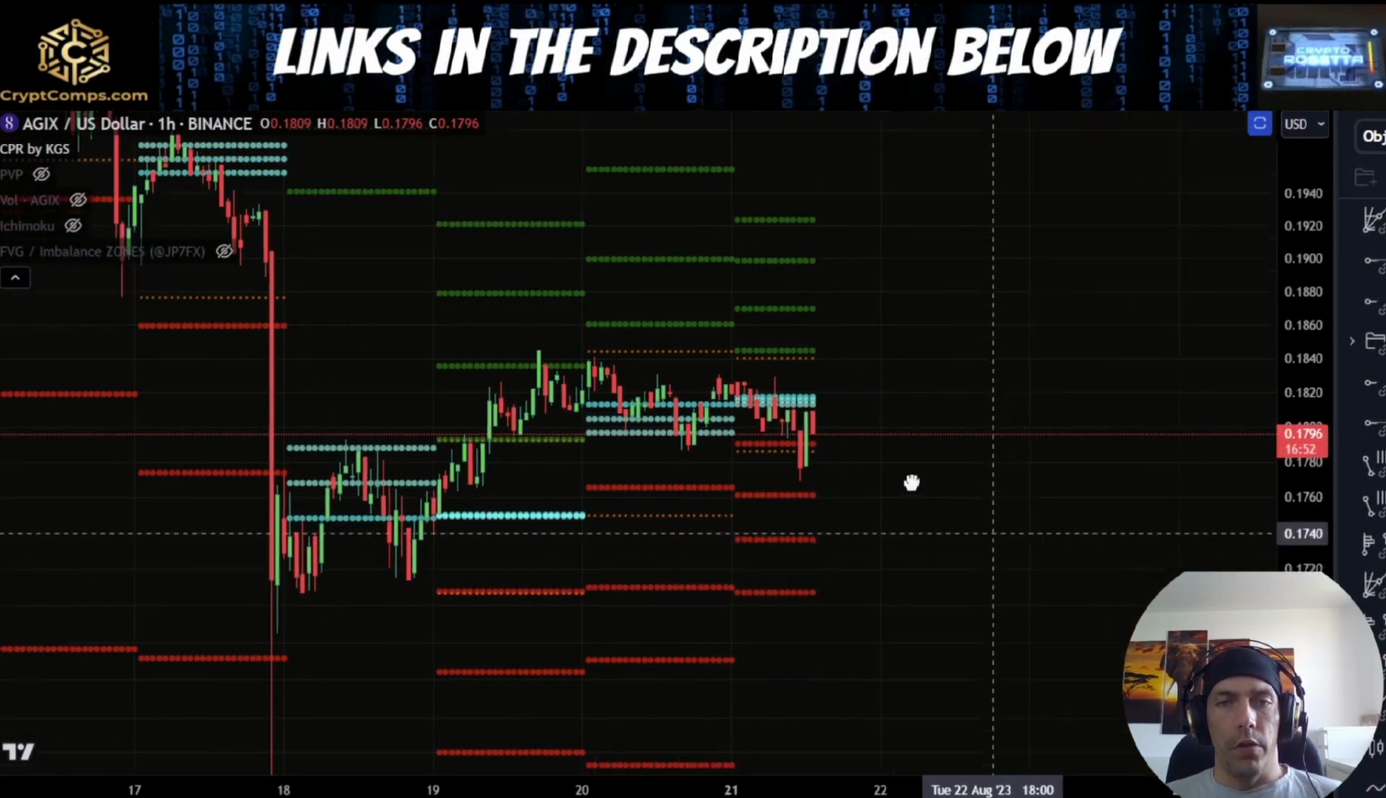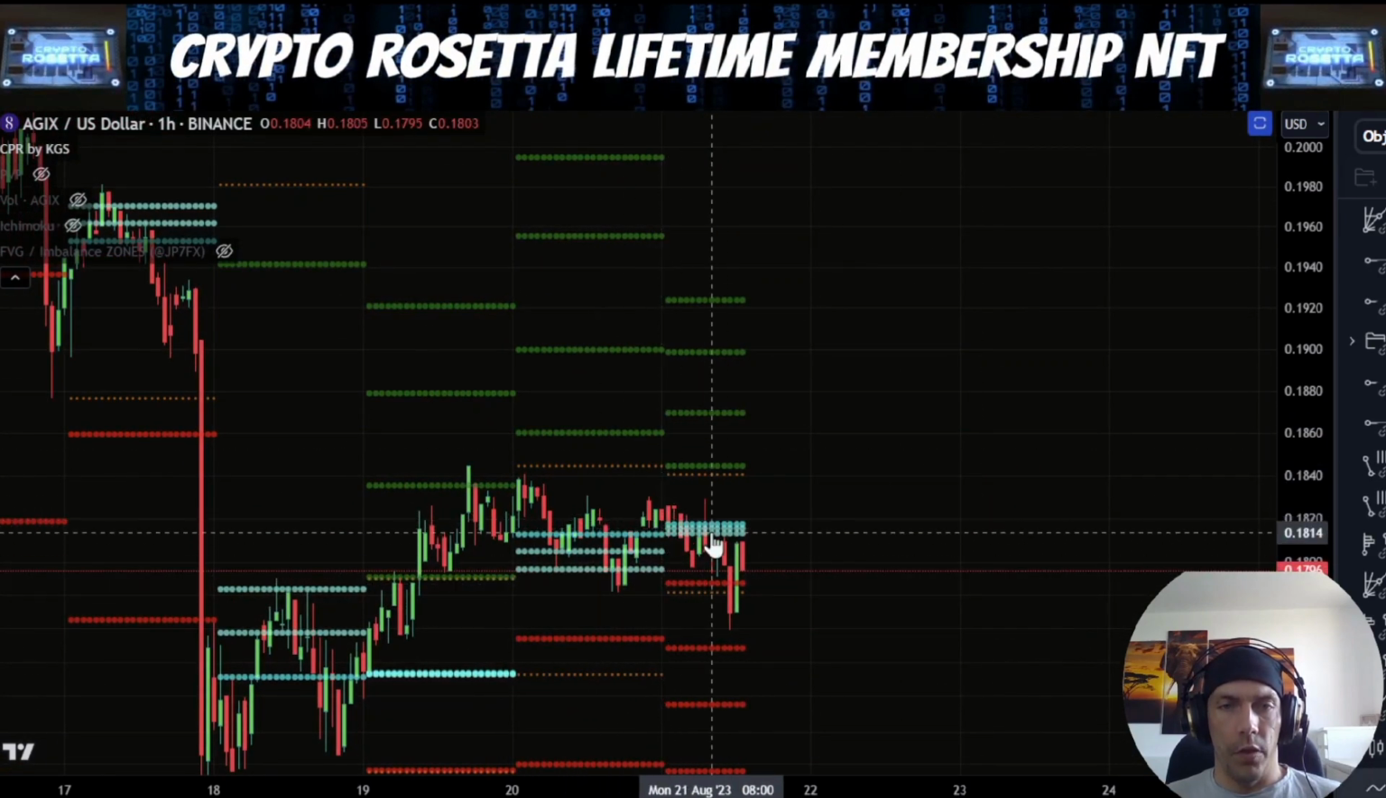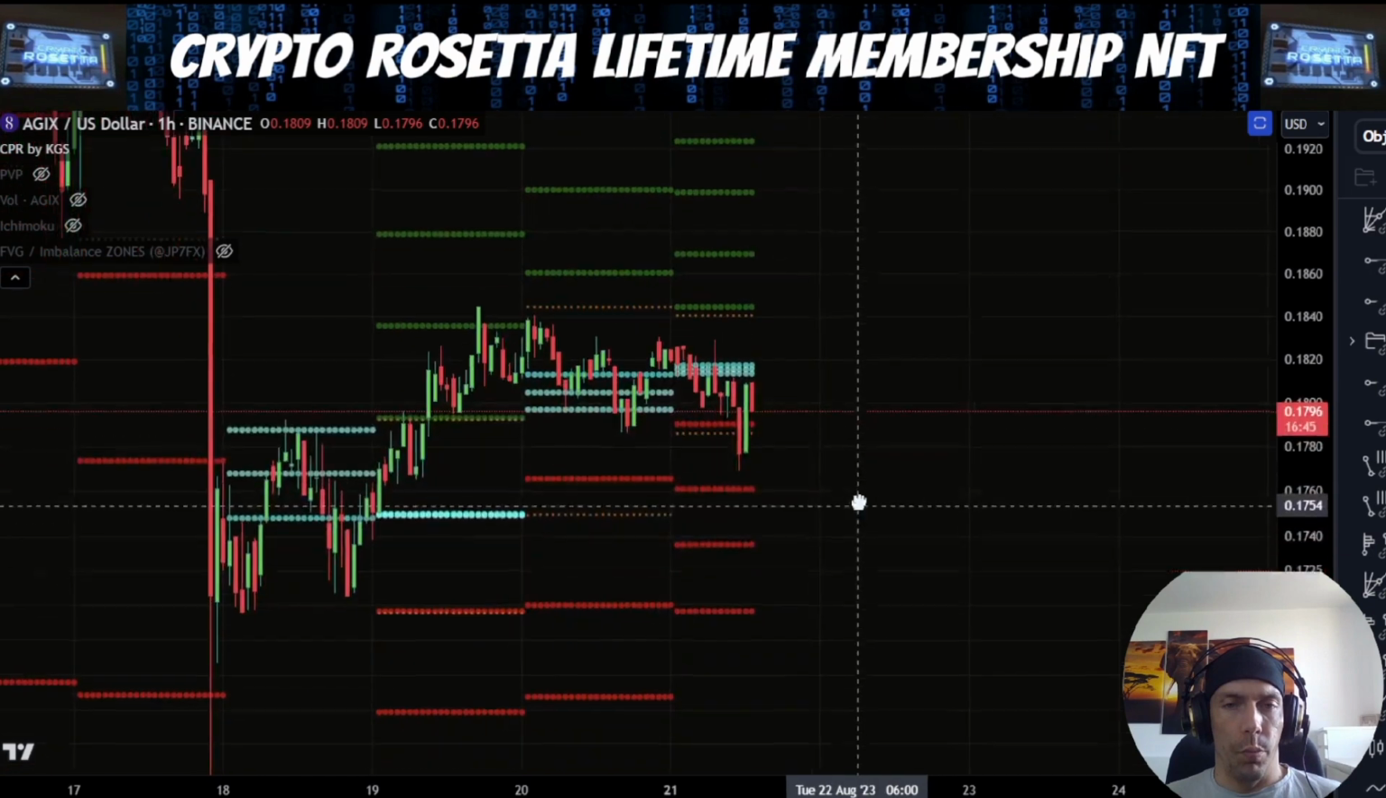Coming in here and having a look at these CPR lines, what we can see is that the daily CPR line has printed slightly higher than the previous one, giving us an initial bullish bias here.